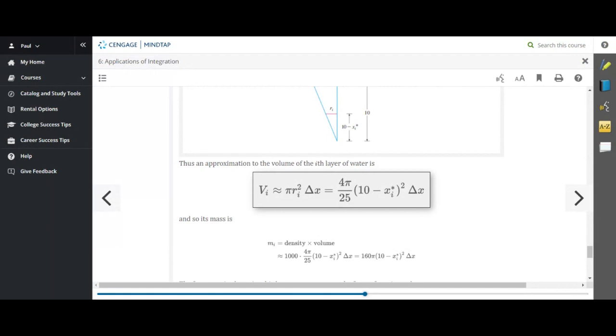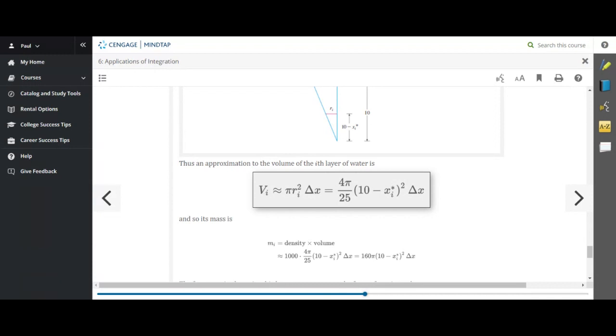Now, what are we going to do with that? After we find the volume of the ith layer of water, we're next interested in finding the force on the ith layer of water. What is the force of the ith layer of water? Since we don't have pounds in this problem, we have to work with gravity. So how many remember that density is equal to mass divided by volume? How many remember density equals mass divided by volume?